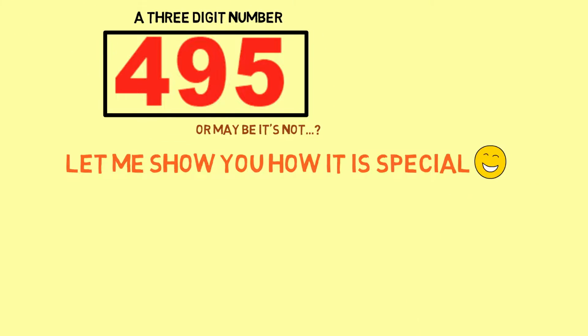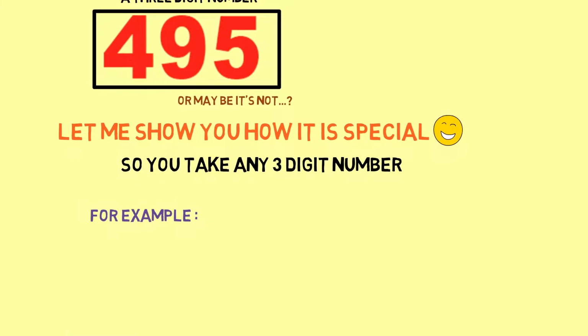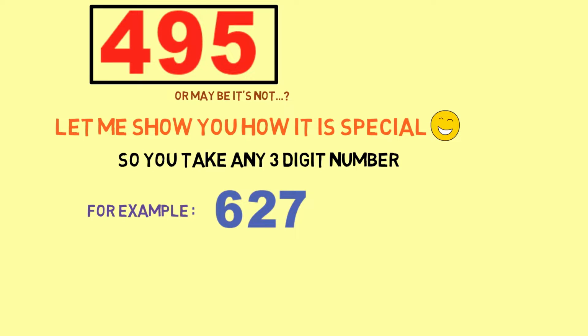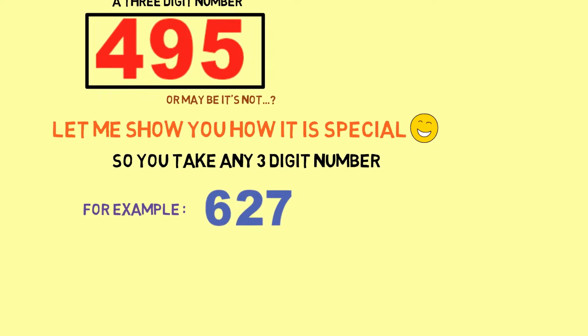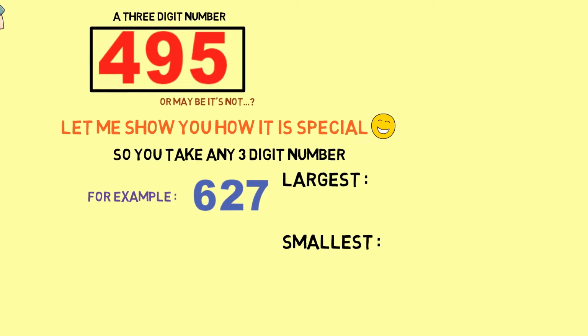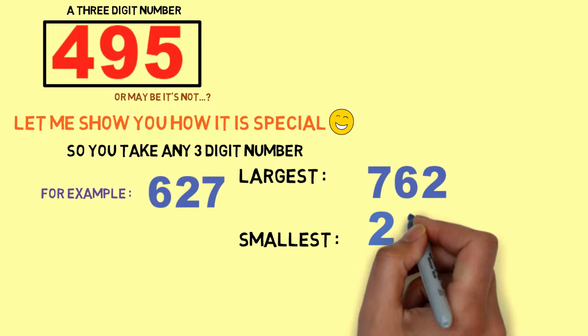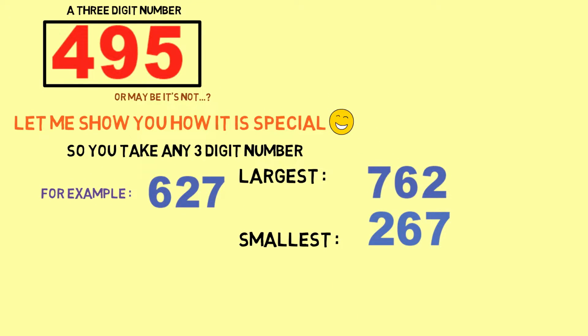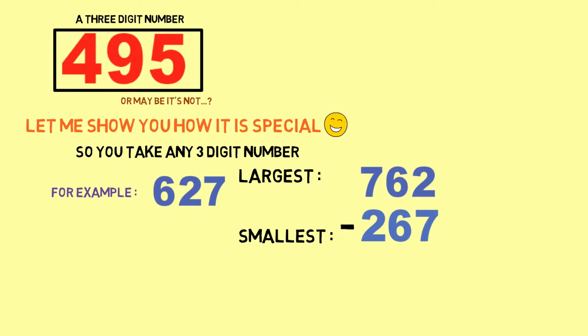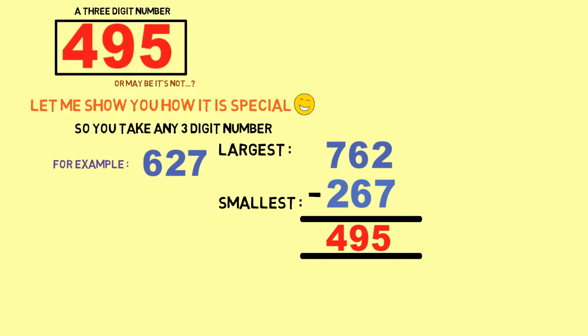So you take any 3-digit number in the world. For example, let us take 627. Now using the digits of 627, that is 6, 2 and 7, I want you to make the largest and the smallest possible number. So using 627, I think the largest number that we can make is 762 and the smallest number that we can make is 267. Now you subtract the smallest number from the largest number, 762 minus 267, and this will give you 495.